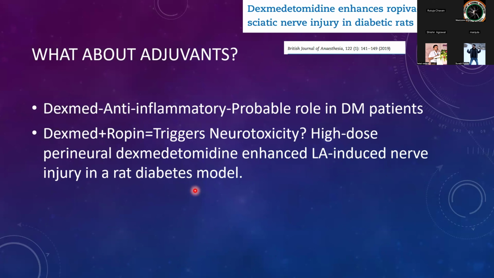What about adjuvants? Dexmedetomidine was found to have anti-inflammatory effects and to prolong the sensory and motor blockade when given as an adjuvant. But at the same time, there was a study which showed that it did trigger neurotoxicity when a high dose of perineural dexmedetomidine was administered.